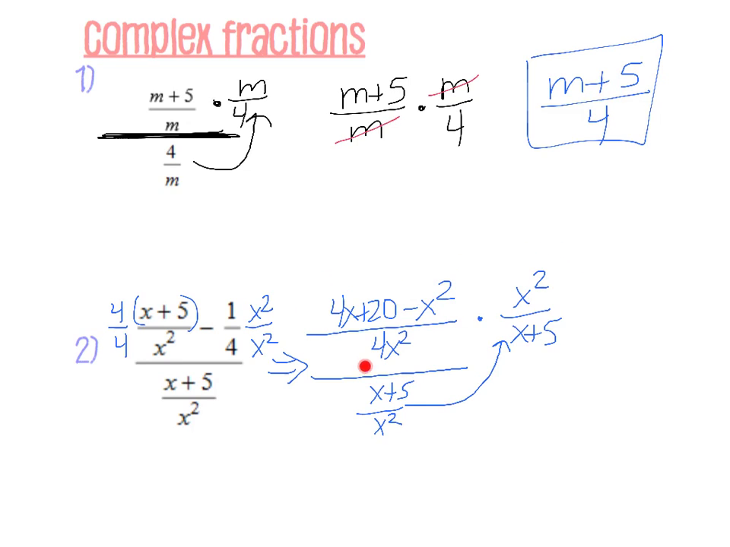Need to do some reducing, it looks like. I probably have an x squared and an x squared. See how that's being multiplied right there between the 4 and the x squared? That makes either one of those available to cancel. This x squared here could cancel with this x squared here.